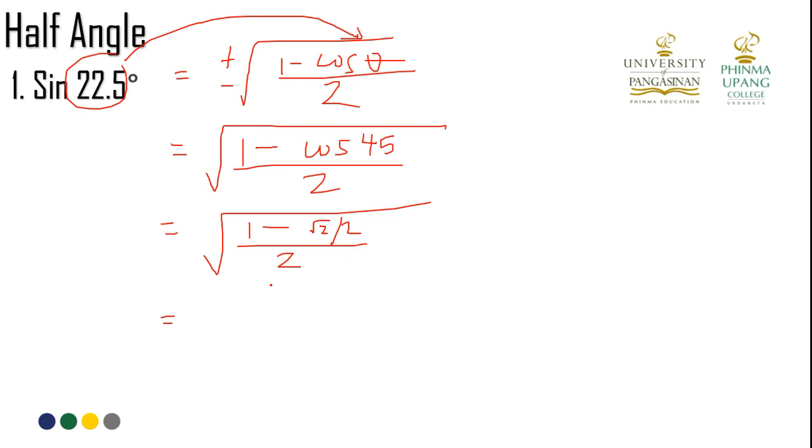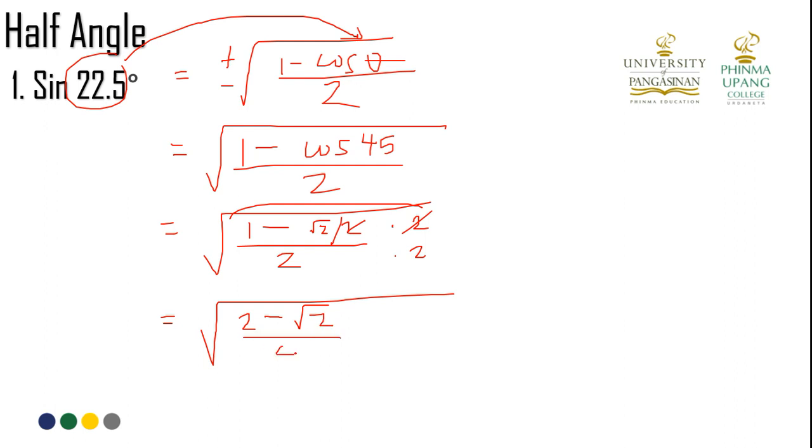Yan yung pinaka-denominator niya. Next, sabi ko sa inyo, to eliminate this one, the fraction, we need to multiply both sides by 2 again. So, distribute. So, this is 2. Numerator muna ako. Cancel. Then, that will be 2 minus the square root of 2 all over 4, because 2 times 2 is 4. Then, 4 is a perfect square number. So, we need to simplify this one. So, 2 minus the square root of 2, and this is 2, because 4 has factors of 2 times 2. Ibig sabihin, we need to simplify yung 4.